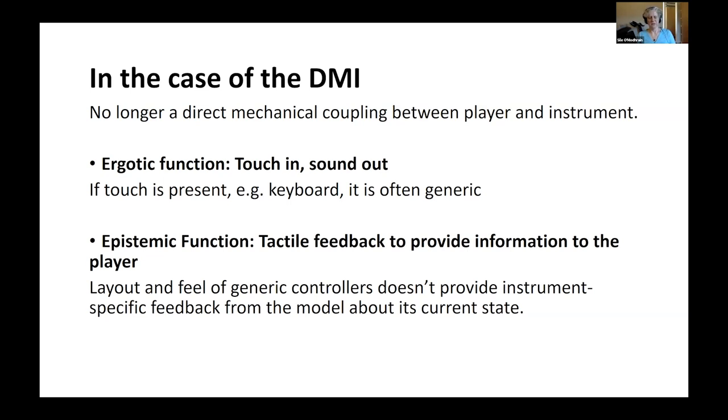So you still have an ergodic function in that energy is traveling from the player to the instrument and there's sound coming back. But the lack of this mechanical coupling means that now this energetic exchange is one that's mapped. It's not actually present in the coupling between the player and the instrument. And there may be touch feedback present, but it's likely to be generic. So the classic case we think of is a keyboard where you can switch between a piano and an organ or a harpsichord. And you do get some mechanical feedback from the keyboard surface itself, but the sound no longer reflects the particular way in which energy was brought into the instrument through the coupling between the player and the instrument.